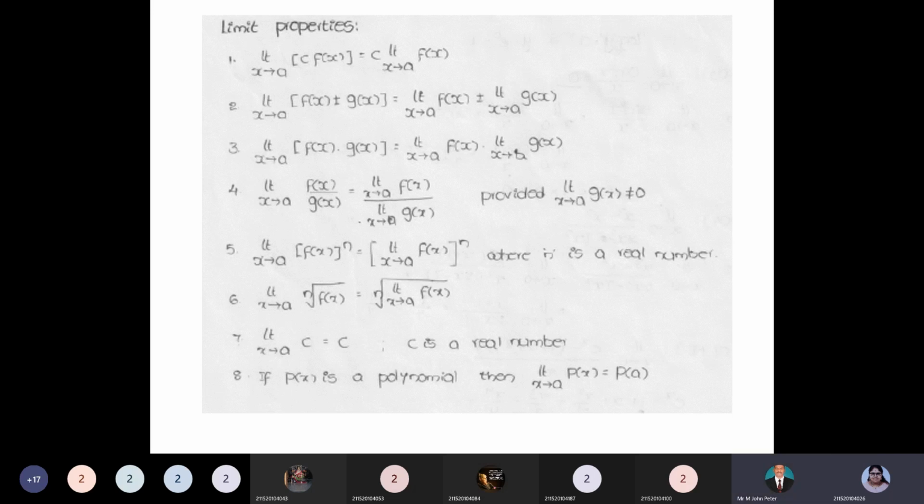The limit as x tends to a of c is c. It is a constant function, so there is no place to apply the limit.